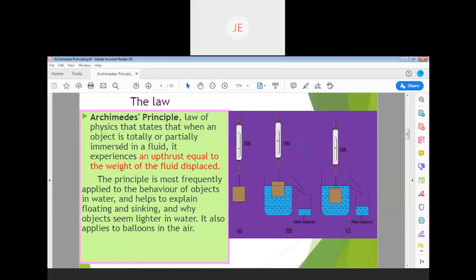Archimedes principle, a law of physics, states that when an object is totally or partially immersed in a fluid, it experiences an upthrust force equal to the weight of the fluid displaced. See here, you are taking a block of 20 Newton, and you are keeping it in the fluid.